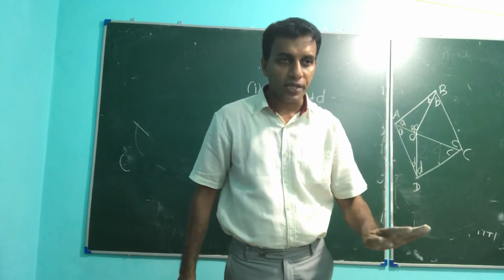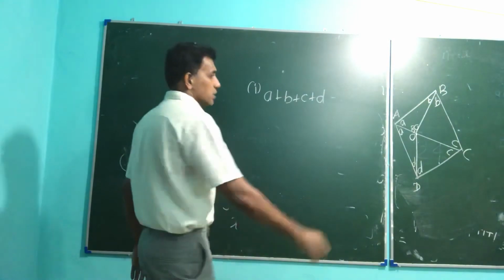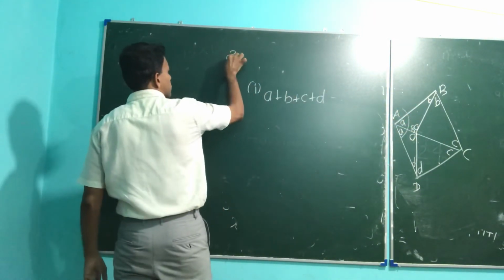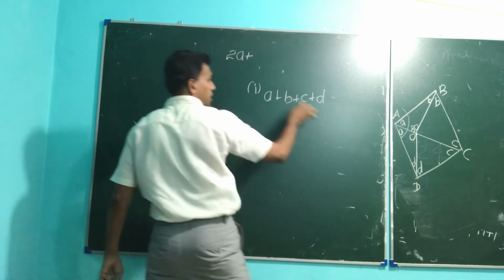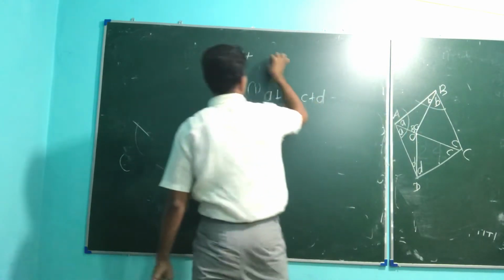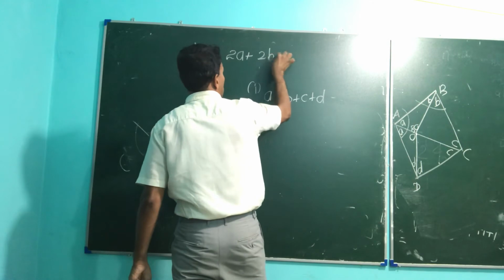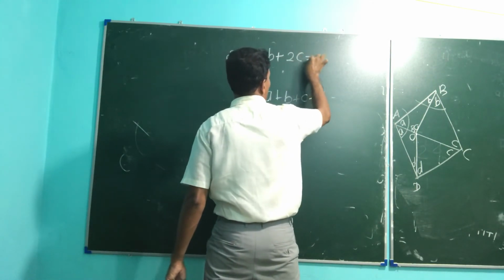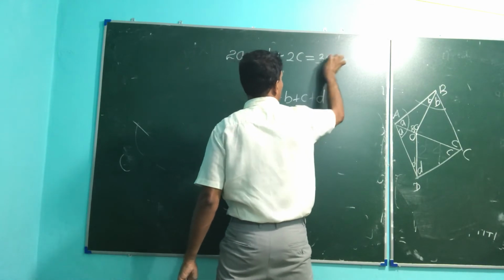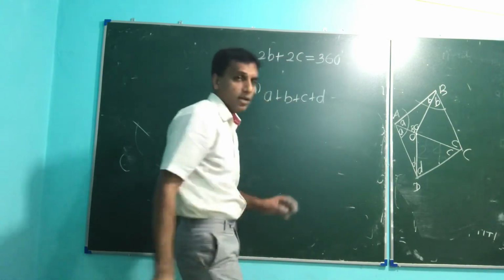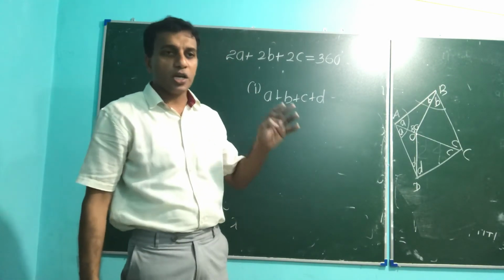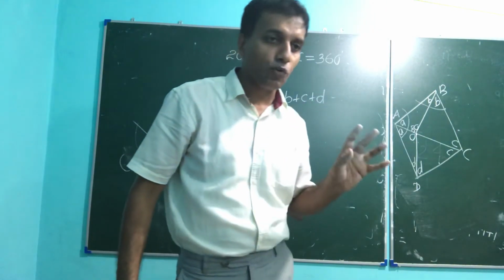360 degrees. First we show that one. So here what the angle? A, 2A. Here what is that? B, 2B. Other one what? C, 2C, equal to 360 degrees. In a quadrilateral, all the angles add up to 360 degrees.